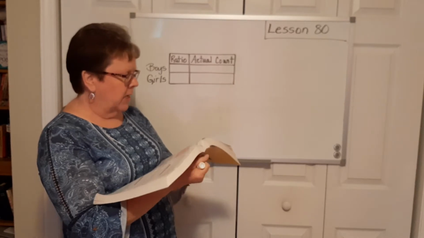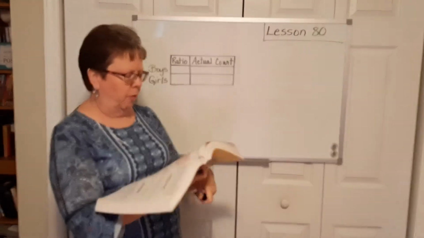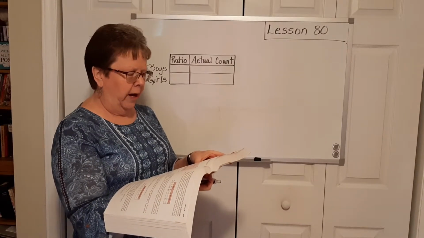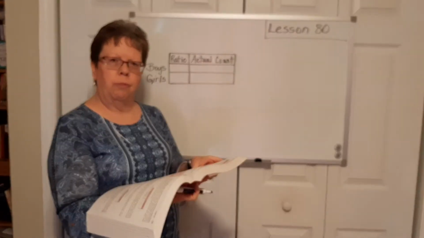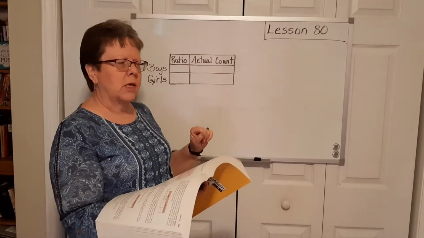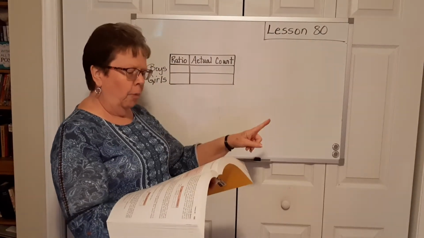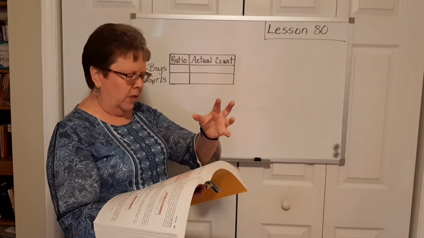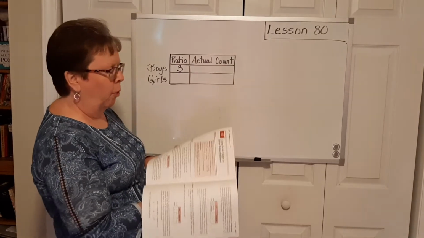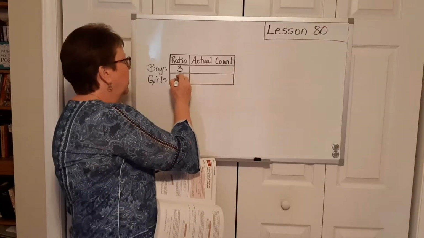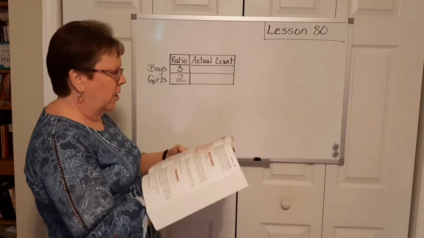It says, consider the following ratio problem. The ratio of little boys to little girls in the nursery was 3 to 2. Before I finish reading that, I've set up a chart, and it shows you how to do this in your book. It first says boys, so there would be 3 boys, because the ratio of boys to girls was 3 to 2. So it would have 2 little girls. So 3 boys to 2 girls.